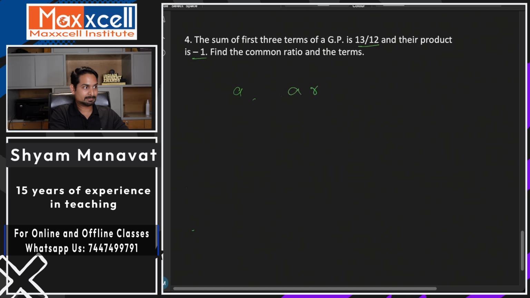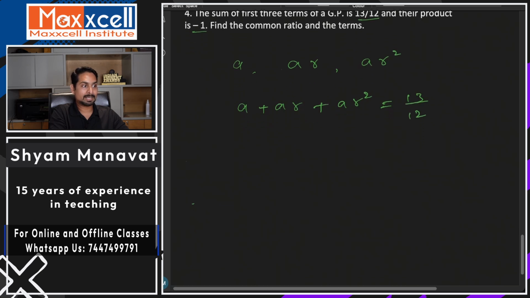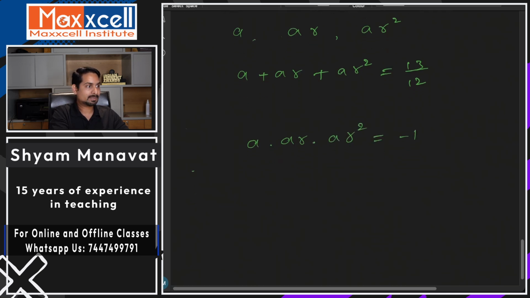Now as per the question, A plus AR square is going to get you what? 13 by 12, as per the question. Whereas the product, A into AR into AR square, is going to get you minus 1. This is the first condition, and this is the second condition.